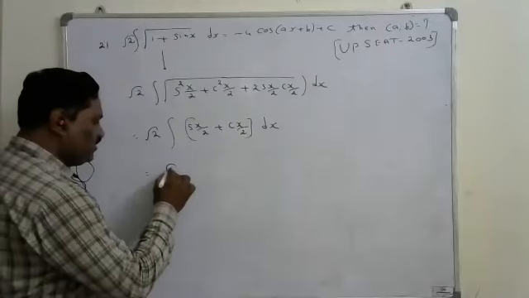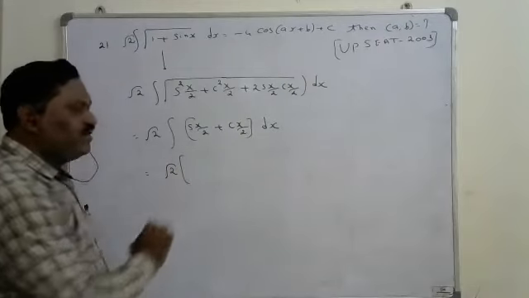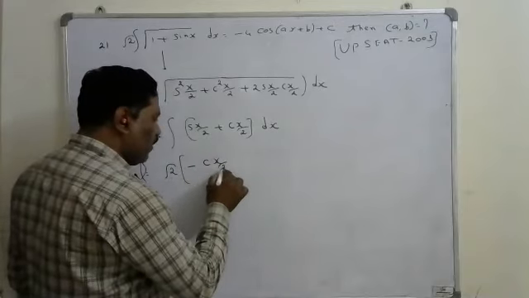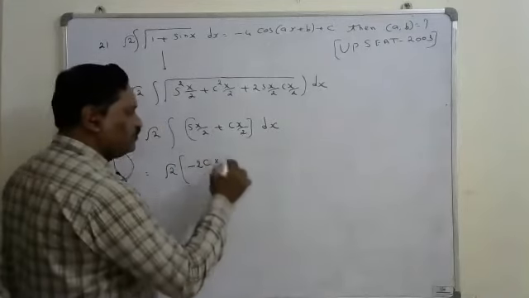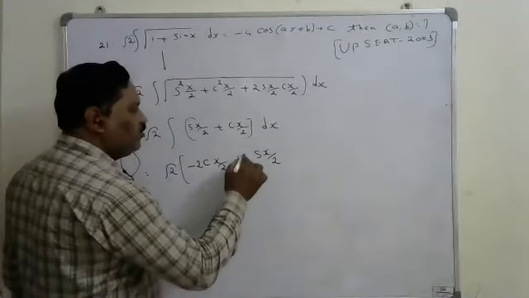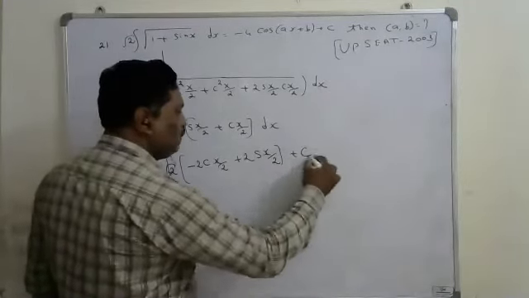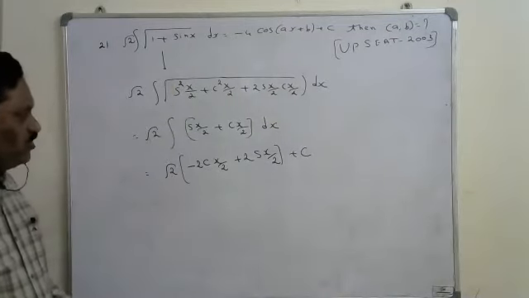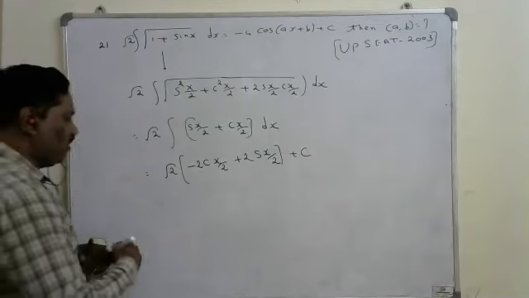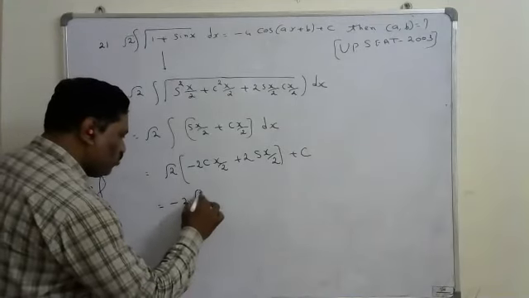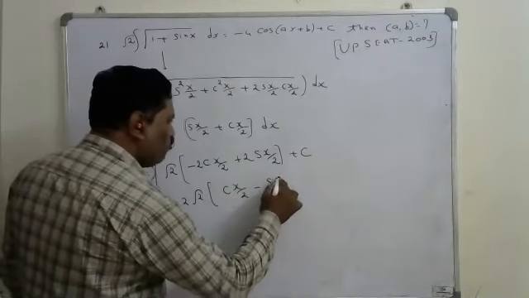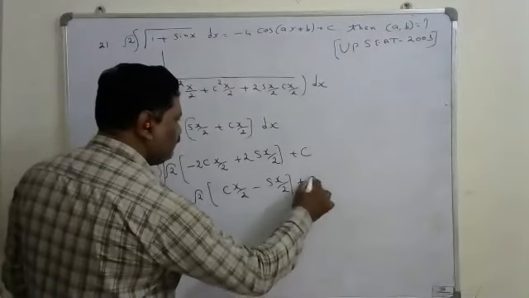Now we will integrate this. It is root 2 times the integral of sin x by 2, which is minus cos x by 2 upon 1 by 2, meaning 2 comes here, plus the integral of cos x by 2, which is sin x by 2 upon 1 by 2, meaning 2 comes here, plus c. Now from these two I will take minus 2 common, which gives minus 2 root 2 into cos x by 2 minus sin x by 2, plus c.